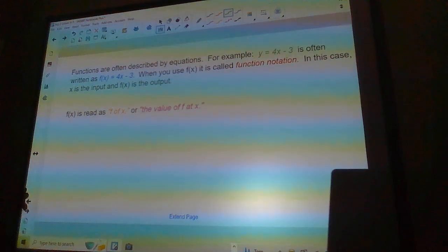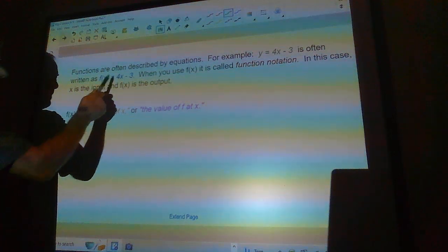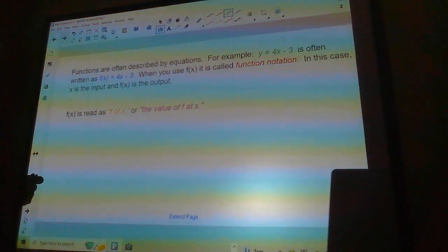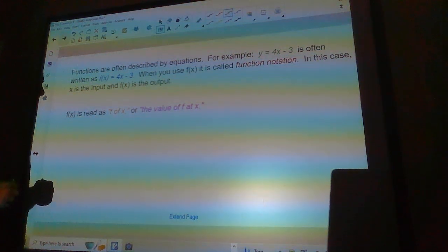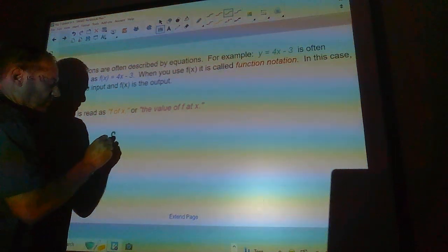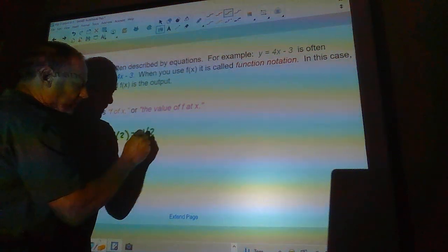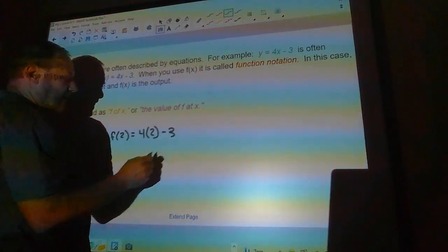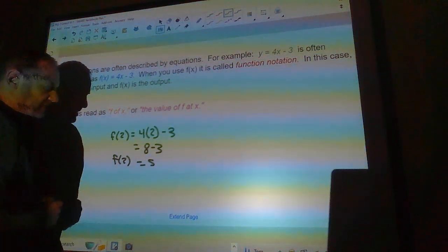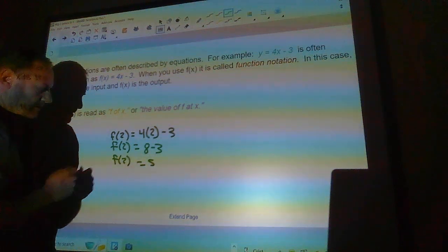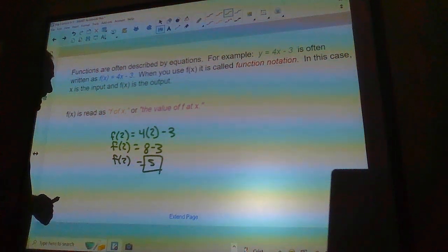Functions are often described by equations. So for example, y equals 4x minus 3, and it's written as f of x equals 4x minus 3. Okay, that's called function notation. And the reason that you write f of x instead of y is that if I want to know, say, what is f of 2? That just means that I take that equation and I plug 2 in for x, and that becomes 8 minus 3, which is 5. So f of 2 is 5. So there would be my answer. You read this as f of x, or the value of f at x.